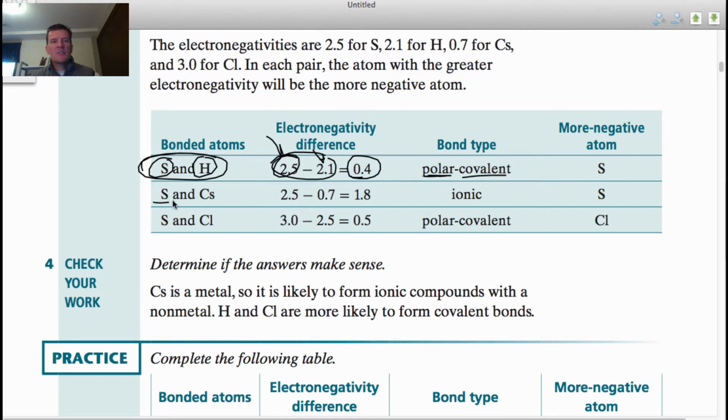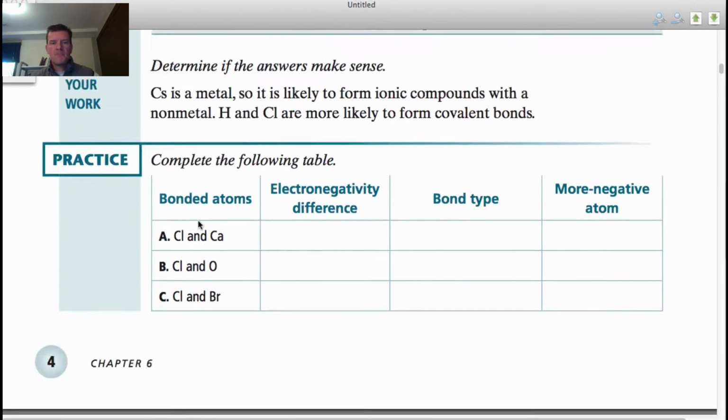Here, between sulfur and cesium, the difference between those two is greater than 1.7, so it's ionic. So there's going to be more of a transfer from one to the other. Okay? All right.